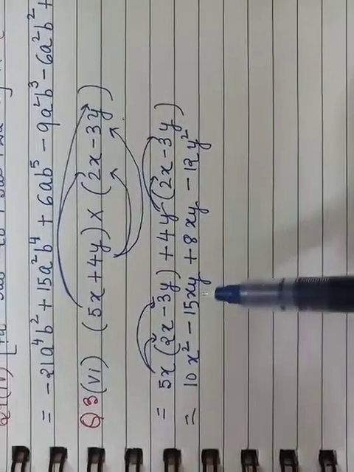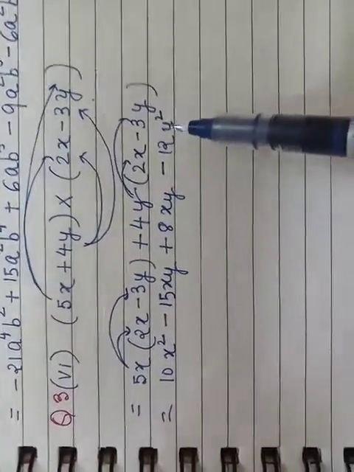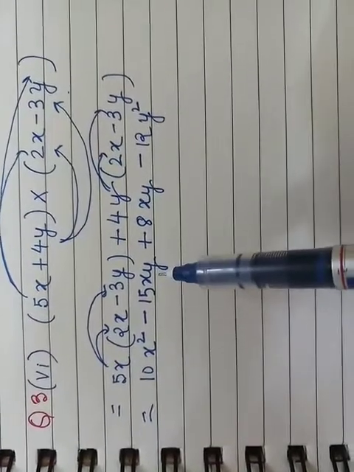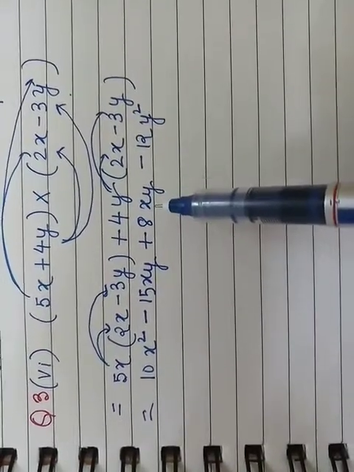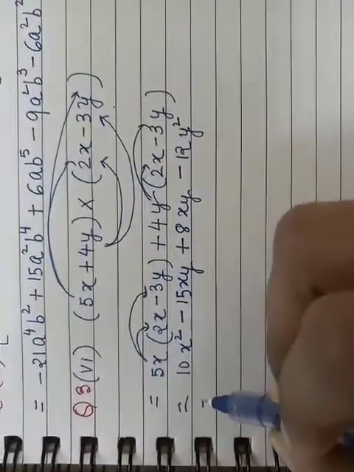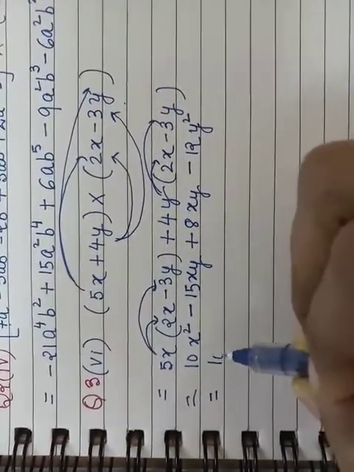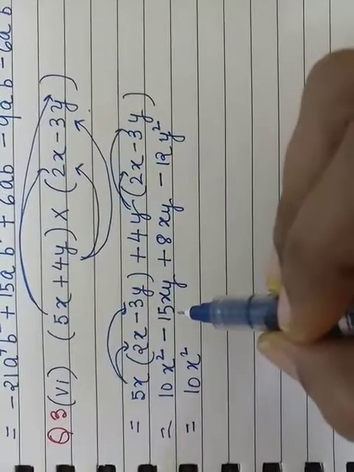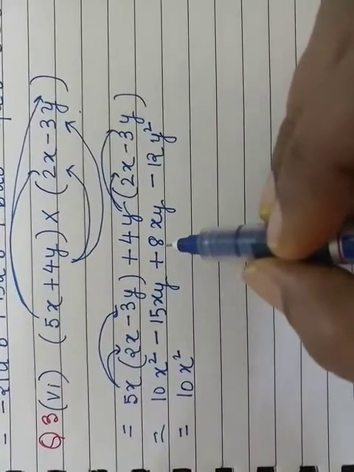Now we find, do we have any like terms here that can be solved? So we find two like terms are there. This is minus 15xy and this is plus 8xy. So we solve them further. So 10x square we copy down as it is. This is minus 15xy and this is plus 8xy.